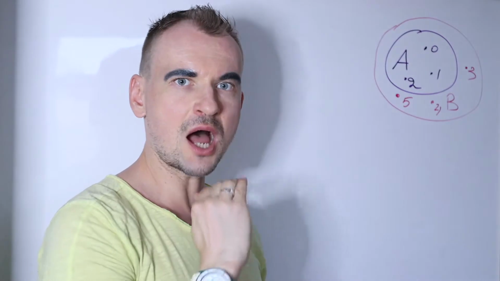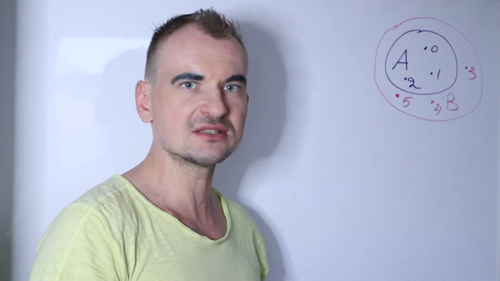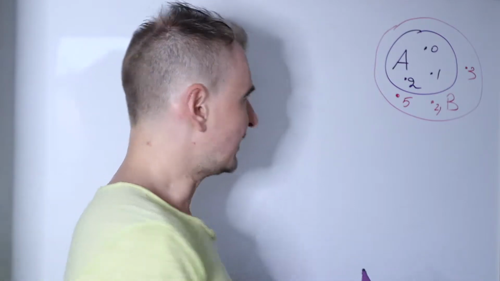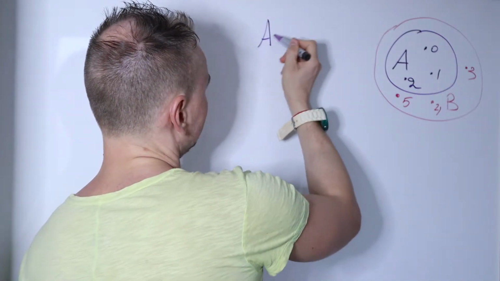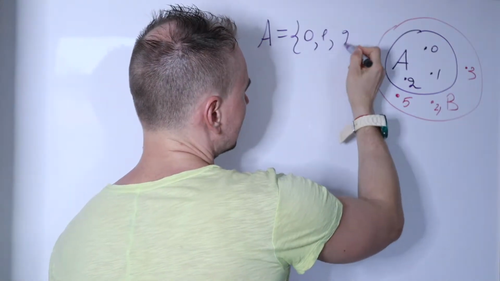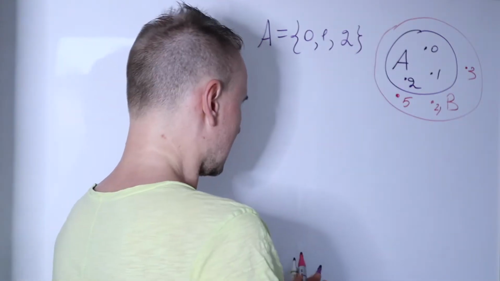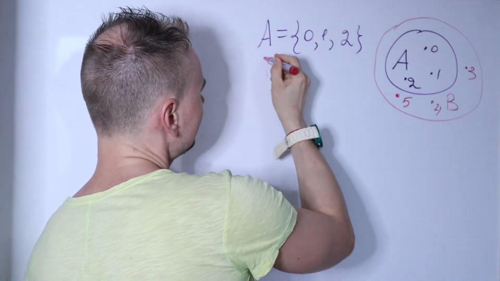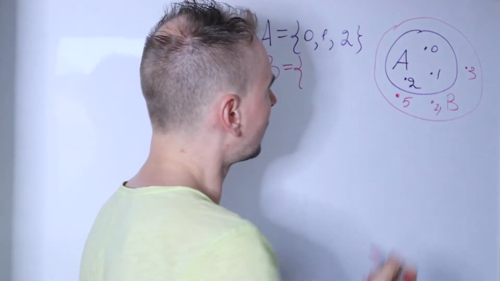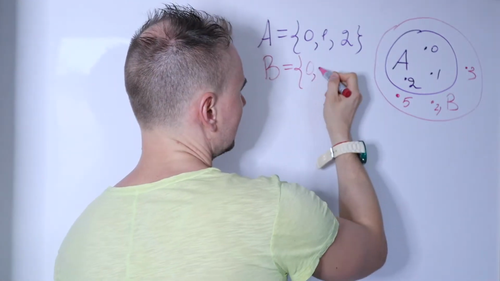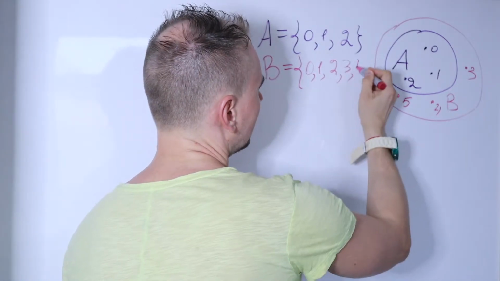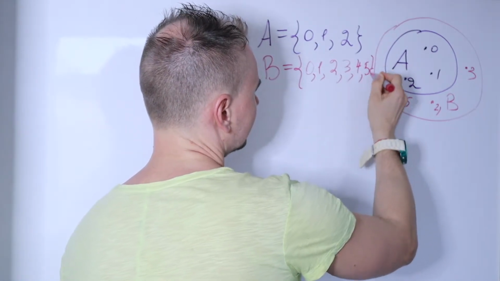Let's write it out explicitly using the roster method, sometimes called the tabular method. So your set A is made of 0, 1, and 2, and your set B contains the following elements: 0, 1, 2, 3, 4, and 5.